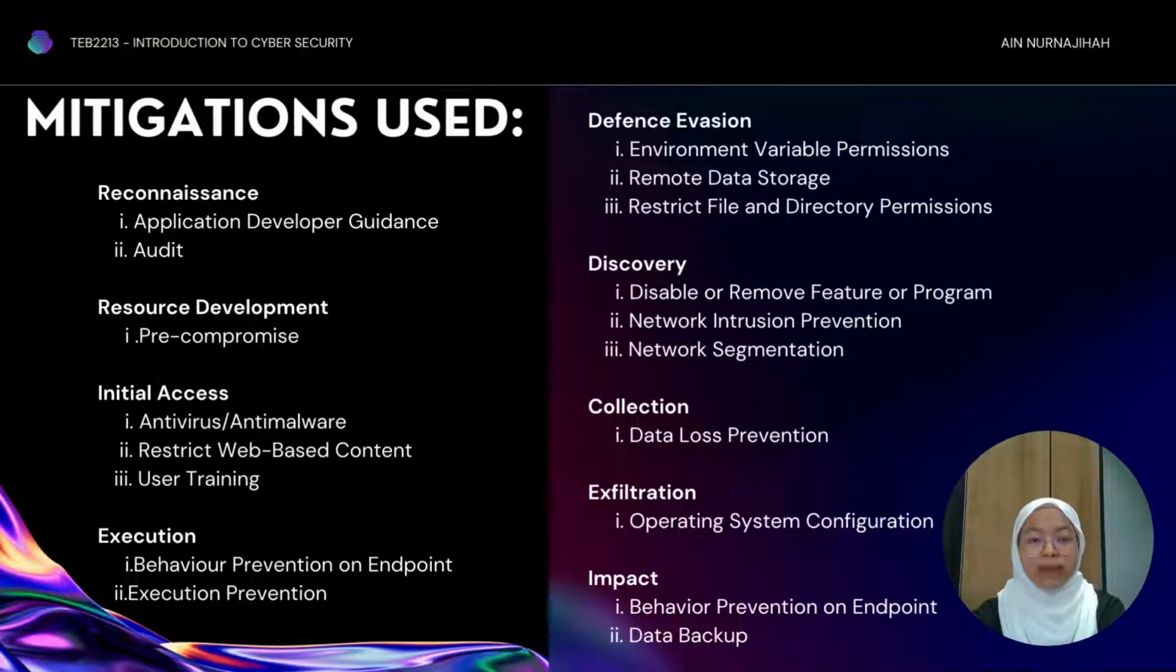While for execution, the mitigations would be behavior prevention on endpoint and execution prevention. Next, we have defense evasion, and for this, we need three mitigations, which are environment variable permissions, remote data storage, and restrict file and directory permissions. For discovery, there are also three mitigation steps that consist of disable or remove feature or program, network intrusion prevention, and network segmentation.